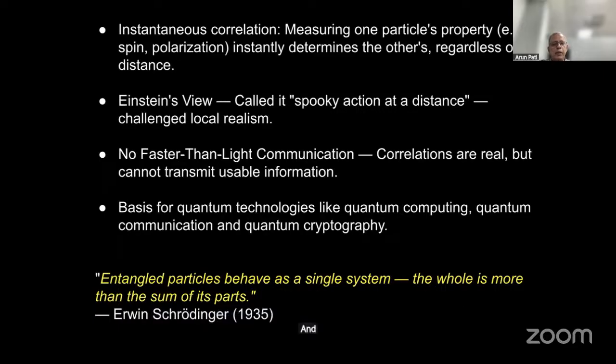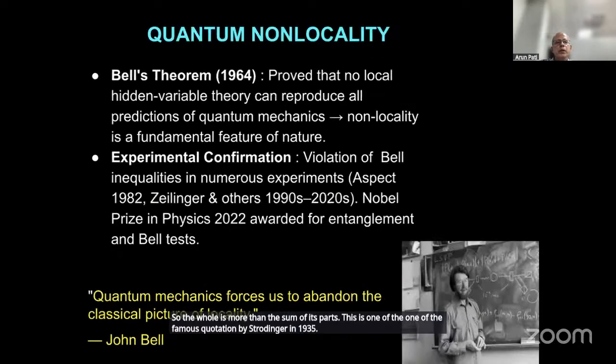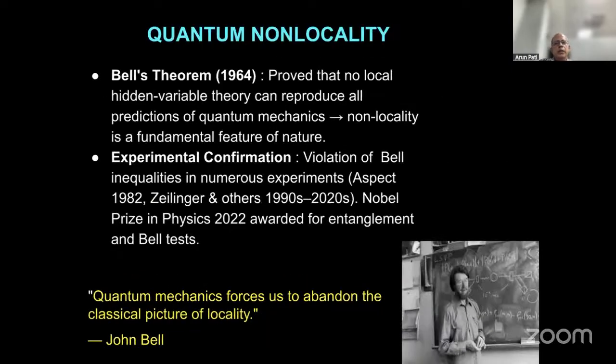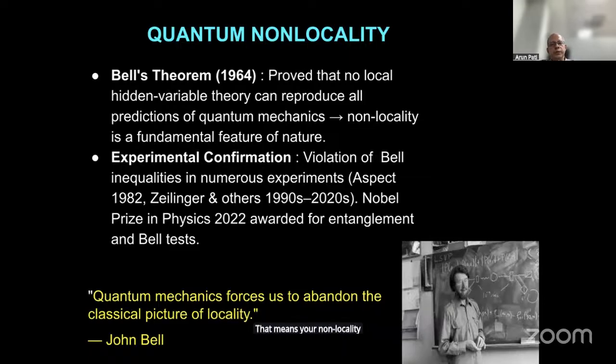And entangled particles behave as a single system, so the whole is more than the sum of its parts. This is one of the famous quotations by Schrodinger in 1935. And this kind of state, as I said a little earlier, displays so-called quantum non-locality. So what is that non-locality? Basically that's the work of John Bell, who tried to prove that no local hidden variable theory can reproduce all predictions of quantum mechanics. That means non-locality is a fundamental feature of nature.